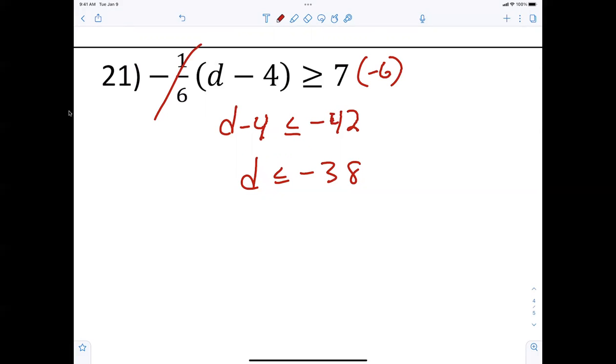What if the 7 was negative? You don't change the sign. Remember what I'm telling you, this is why I say the words are important. If I multiply by a negative, not if the number is negative, if you multiply or divide by a negative. You hear me now, right?